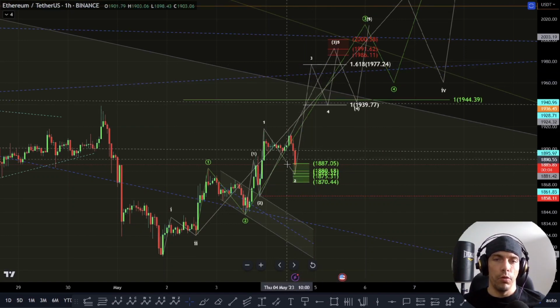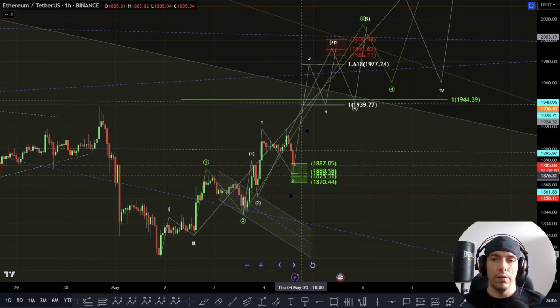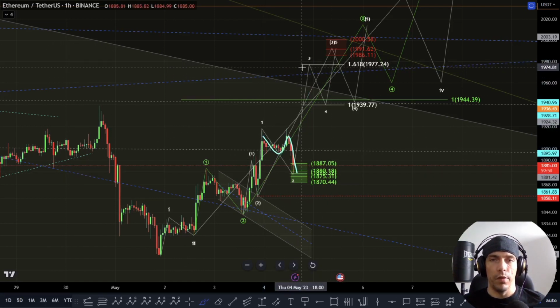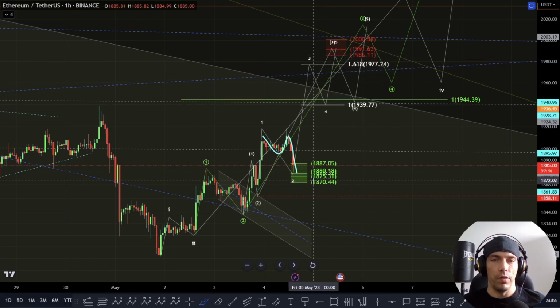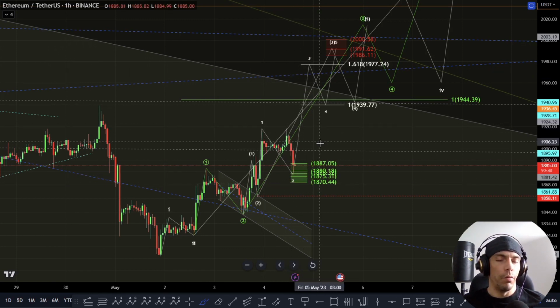But we'd have to be cautious with this count because, when we're counting ones and twos like this, we need to just be cautious that we actually get the follow through. What I'd want to see here, if this is the case, because this is a flat, would be quite a strong, violent move to the upside here, looking to take out this 1977 area. So we have to just be a little bit patient, see exactly how it plays out, and go from there.